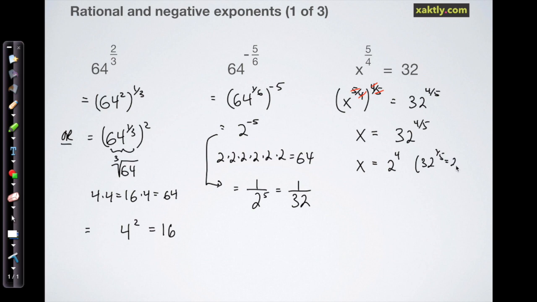And just to remind you, 32 to the 1/5 should equal 2. So that's the trick to these problems. Raise both sides of the equation to the reciprocal power of x.